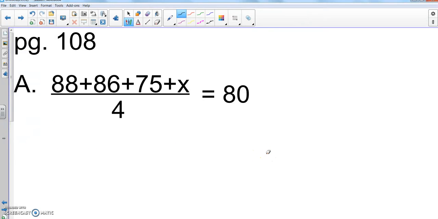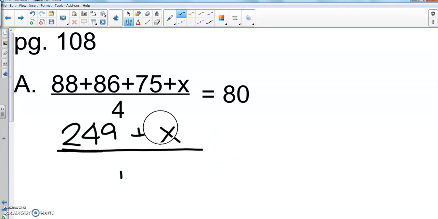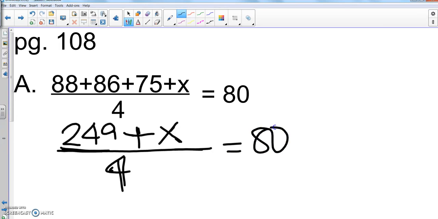Okay, so how would we start solving this for x? Well, let's add up all the numbers we know on the top. So 88 plus 86 plus 75 turns into 249 plus, we don't know what x is, divided by 4. I'm not sure why it's not cooperating with me right now. It wants to erase everything I do. So (249 + x) divided by 4 equals 80.